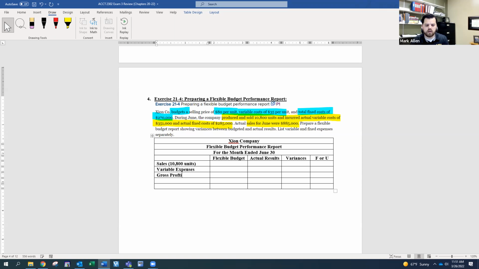Is that right? I don't know if that's right. Sales minus variable, that doesn't sound right. So maybe that's not. What do we think sales minus variable expenses is? Do you know? Hopefully you know at this point in the semester, this is contribution margin.